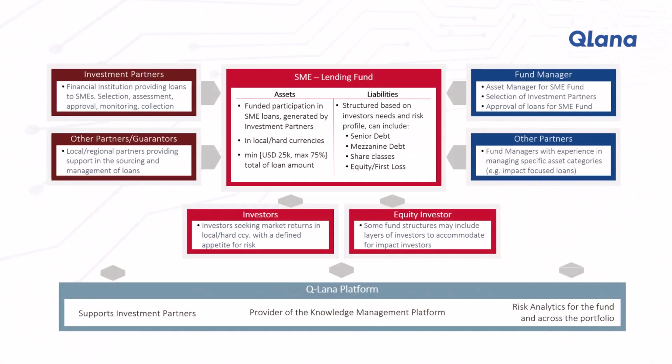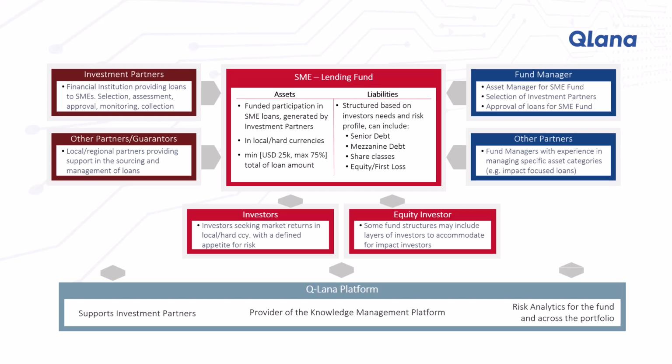On the slide, you can see a general structure of the SME Lending Fund. You see the various participants, and please note that this is just a sample structure that we have prepared to show you the various parties that play a role in the SME Lending Fund. On the left side, you have the investment partners, which are the financial institutions who are responsible for originating and generating the assets, meaning they do the lending to the local SMEs. We might engage with local partners or guarantors, such as lending platforms, to also generate assets.